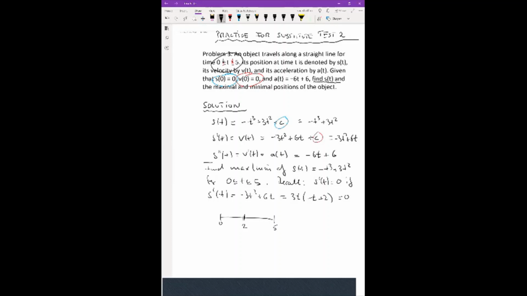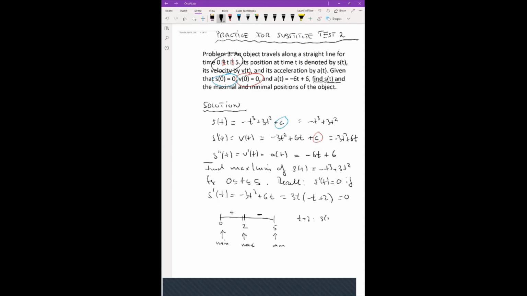And if you plug in a number between 0 and 2 in the first derivative, then you have a positive number. And if you plug in a number greater than 2 in the first derivative, you have a negative number. So you get a maximum at t equal to 2, and you have local minima at t equal to 0 and 5. So you have maximal positions if t is equal to 2.